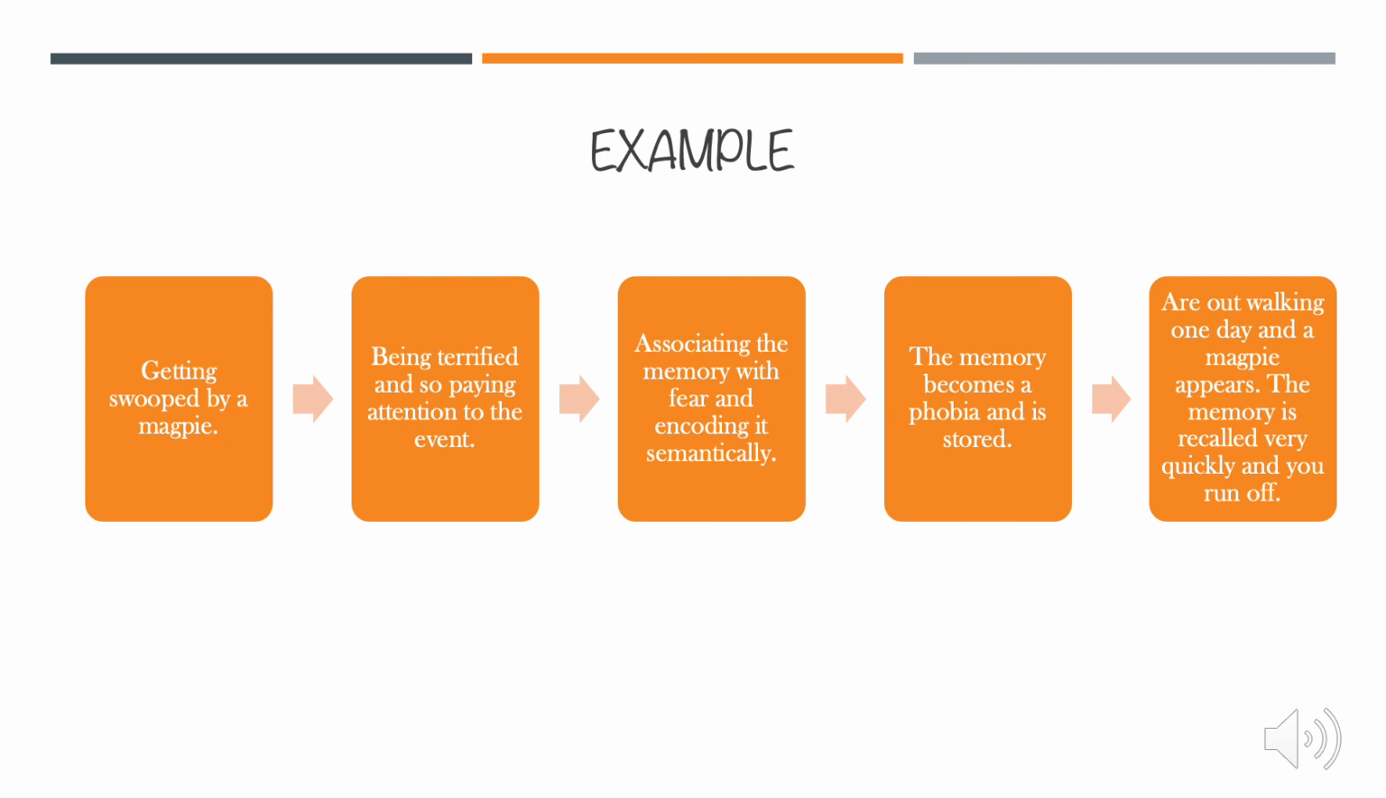The third step, if you remember, is encoding. So you might encode it semantically. You might associate this memory with fear, and having this meaning behind it makes the memory very potent. So fearful memories are very strong memories. The fourth step was storage. So the memory might become a phobia and it could get stored in your brain with a section of things to be scared of. And then your last step is that you retrieve the information.